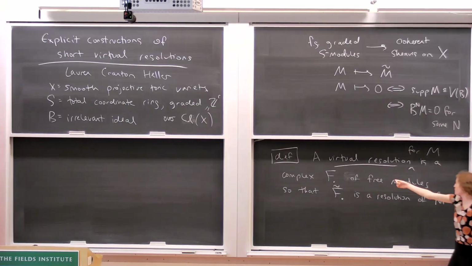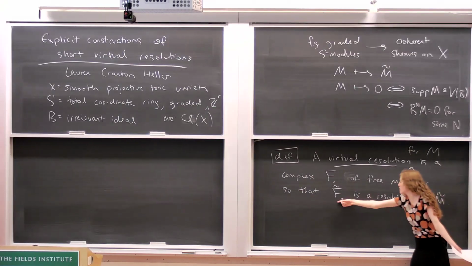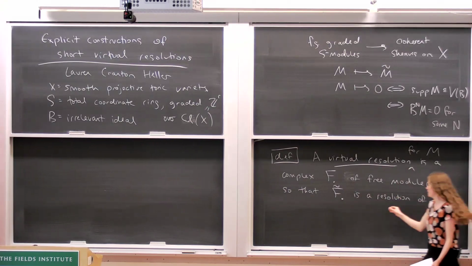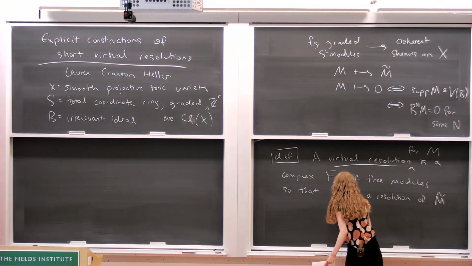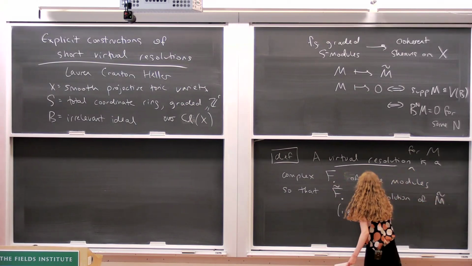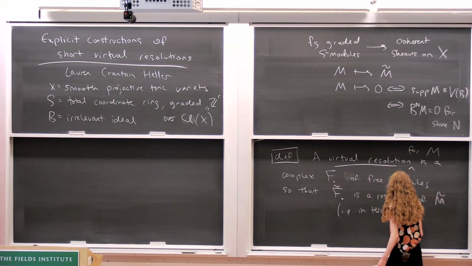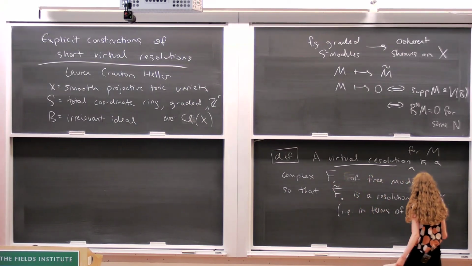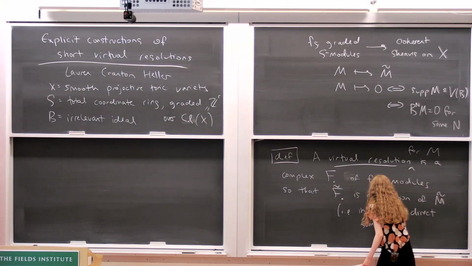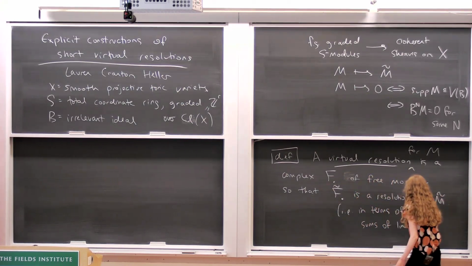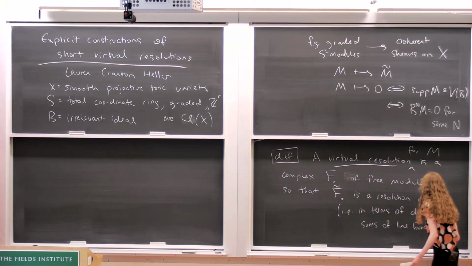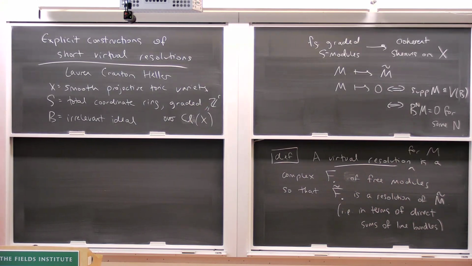And in particular, because we started with a complex of free modules, this is going to be a resolution of M in terms of direct sums of line bundles. So if you like thinking on the geometric side more, you can just think of virtual resolutions as being resolutions by direct sums of line bundles. But we're going to do commutative algebra, so we're going to want the free modules.